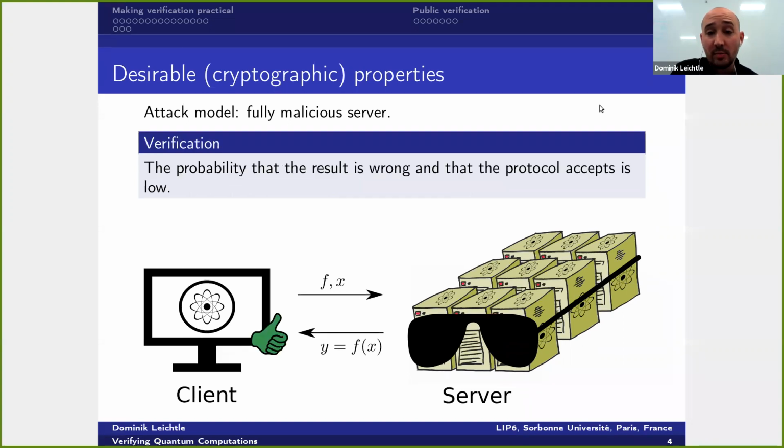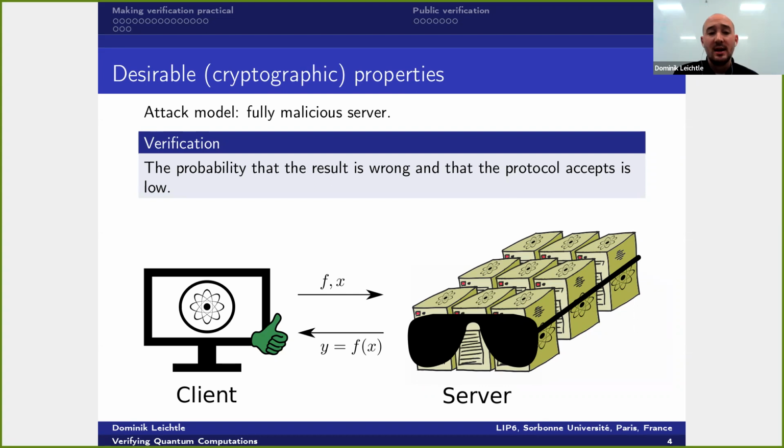And the second property that I'm going to be talking about mainly, and you see this word everywhere already on the slides, is verification. This is just the guarantee. The client wants to have the guarantee that the output that it receives from the server is correct, that the client's actually paying for a service where the function is actually evaluated correctly.